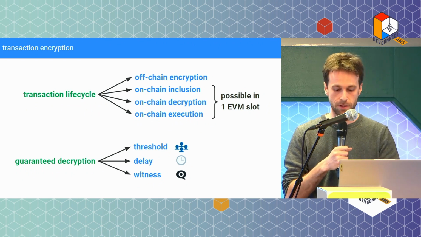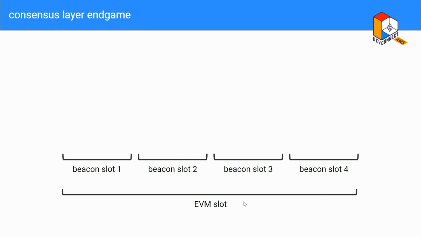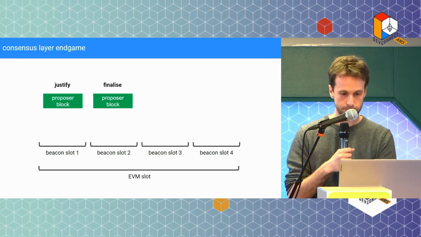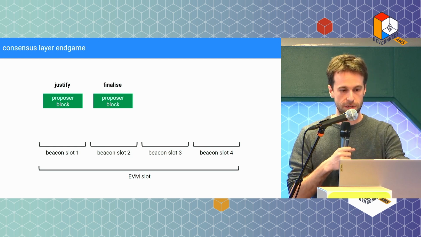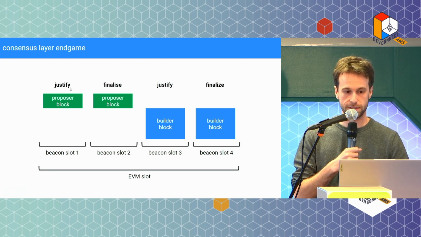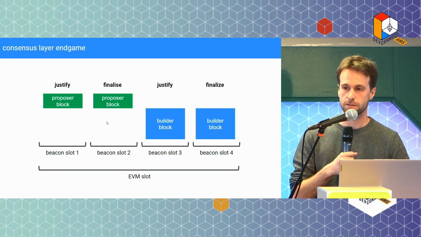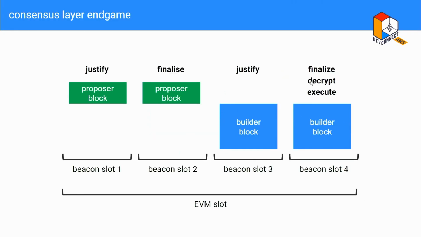Everything could be done in a single EVM slot. This is how I see the end game at the consensus layer in terms of infrastructure that could be provided. There's a single EVM slot, which is what we're used to today, and behind the scenes, there's stuff happening with multiple beacon slots. We can shove in a lot of ideas that help with MEV, such as proposer-builder separation, with two stages where we have proposer blocks and builder blocks, and also two stages of finality. First we finalize proposer blocks, then we finalize builder blocks. All of that takes 4 slots. Then in the final beacon slot, we have automatic decryption, for example with witness decryption, triggered by the finality of the builder block, and we execute. From a UX standpoint, you don't realize that there are multiple blocks or additional latency.